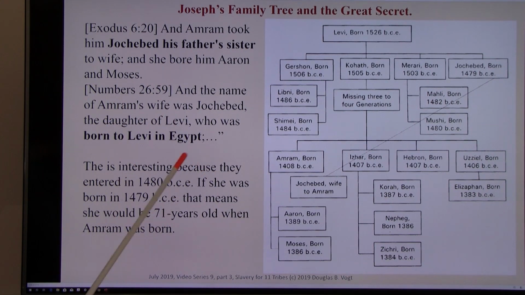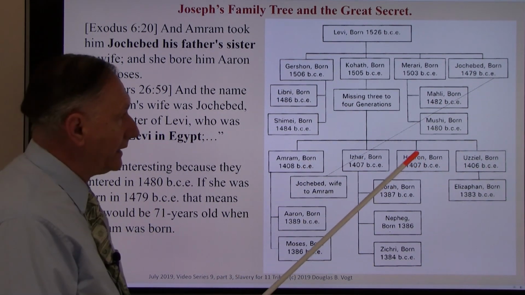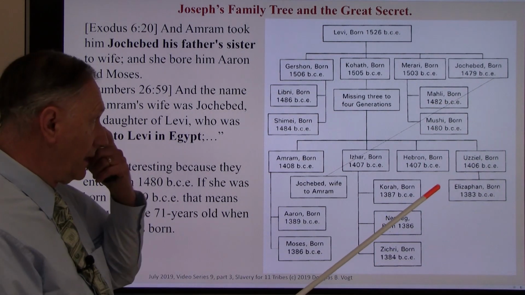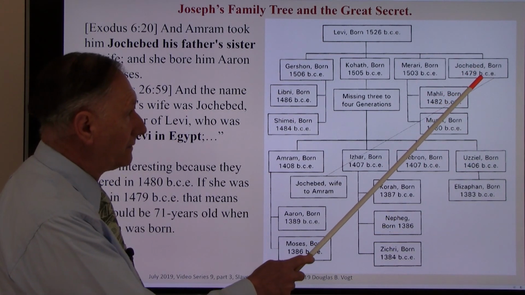Yoshebed, I guess, Yoshebed. Numbers 26:59. In Numbers, this is a difficult book to read. There's a lot of numbers and stuff like that, and most people don't bother focusing on it. And the name of Amram's wife was Yoshebed, the daughter of Levi, who was born to Levi in Egypt. Well, they got into Egypt in 1480 BCE. That means she was born 1479.